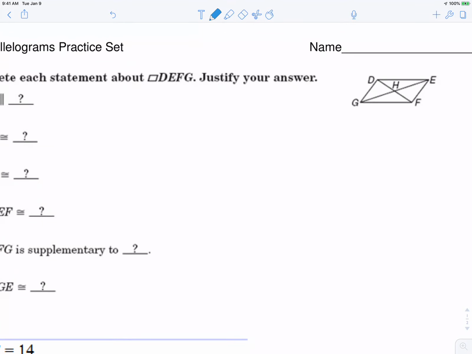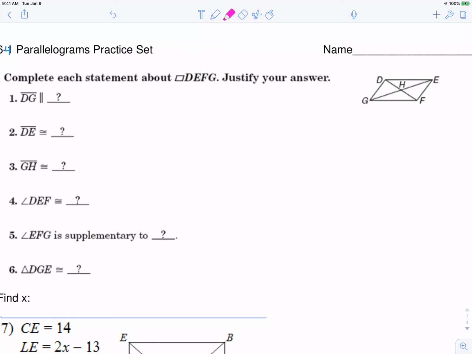So the first question is, what is DG parallel to? DG would be parallel to EF. And the reason is because of the definition of parallelogram. Definition of parallelogram says that opposite sides are parallel.